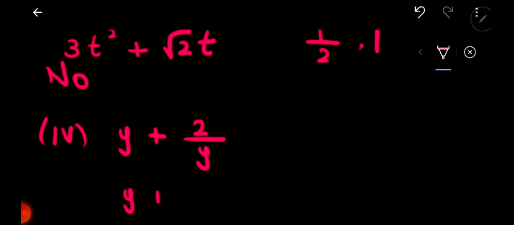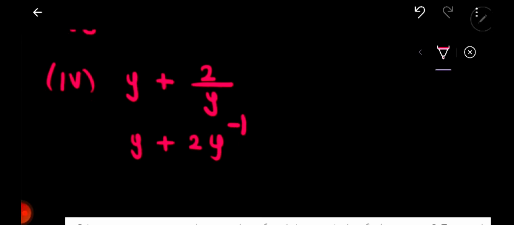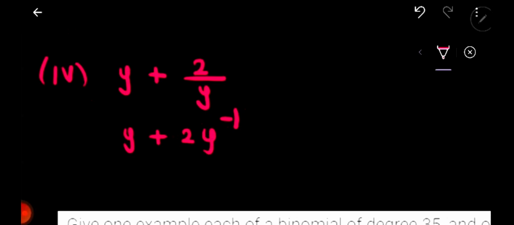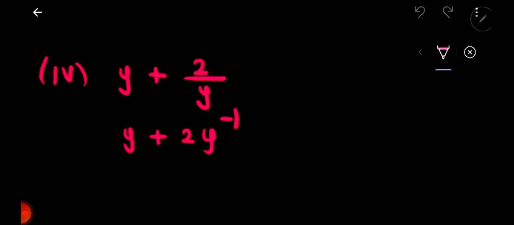Y plus, we can rewrite 2 by y as 2y to the power minus 1, because y is in the denominator. And here y is the only variable in this expression. Here y and here y. There is no other variable except y in this expression.